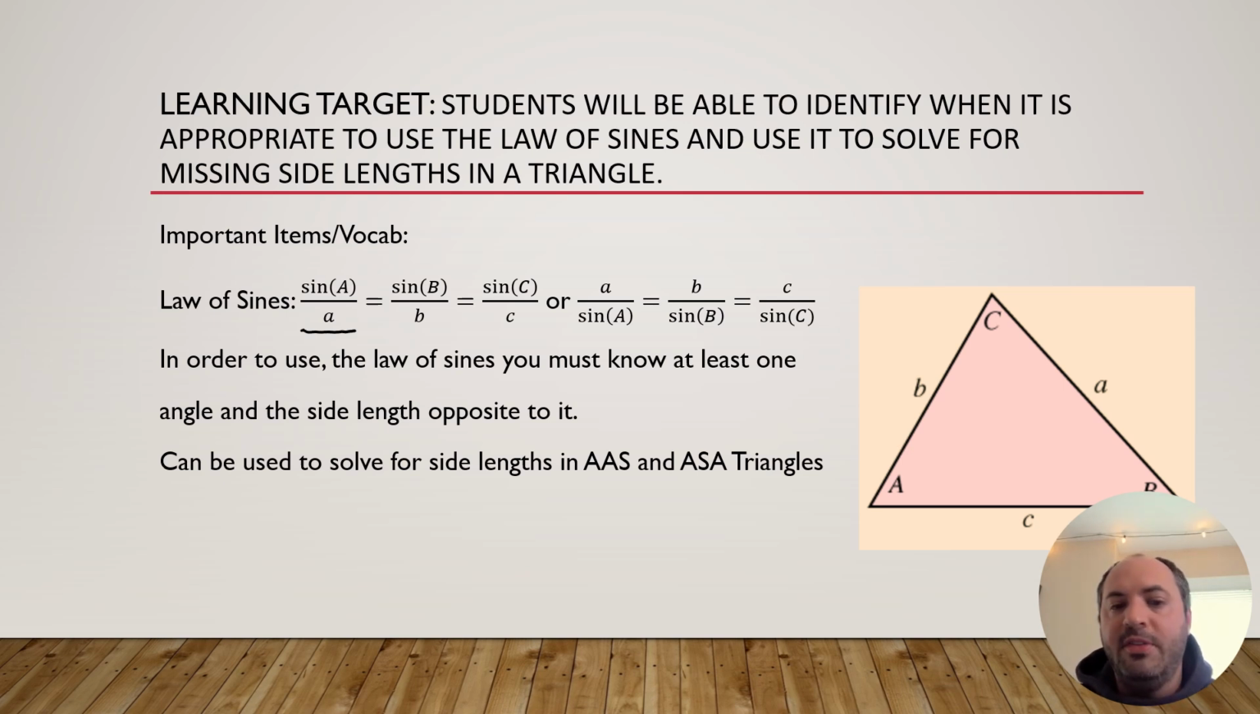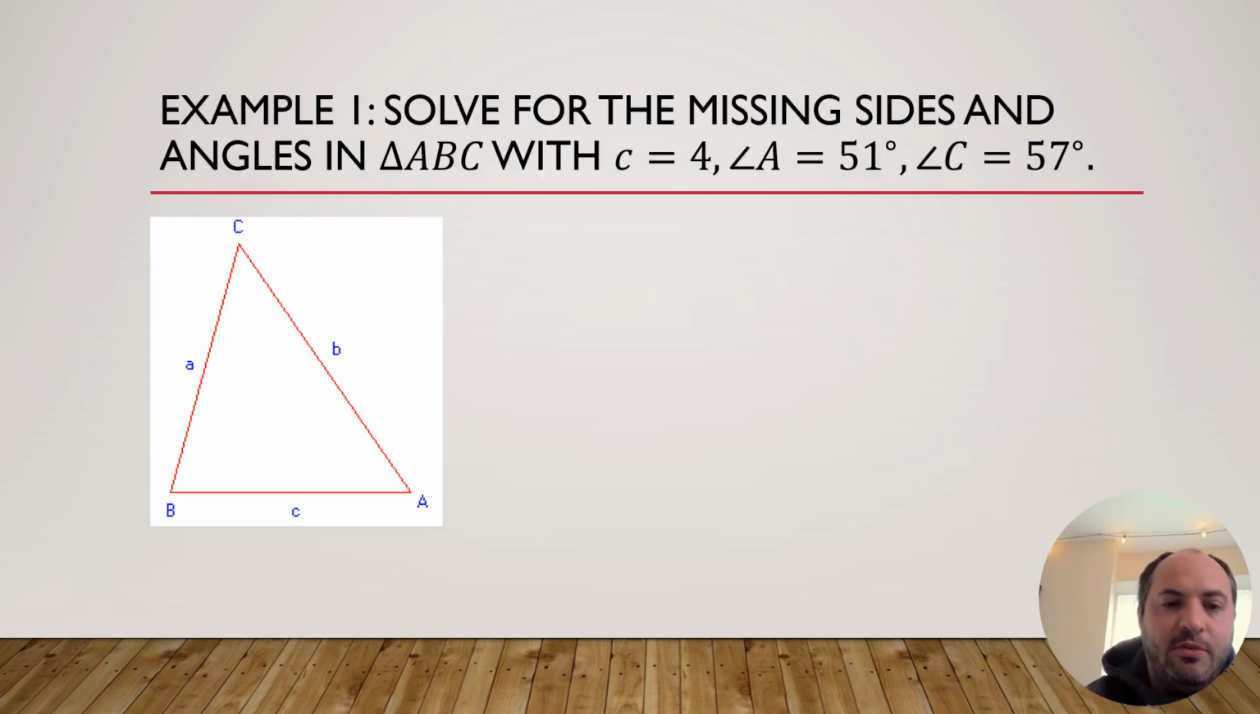So now let's see an example of this in use. Here I have a triangle ABC with side length C equal to 4, so I'm going to put a 4 down here with my C. An angle of A is equal to 51 degrees, so I'm going to write 51 here, and an angle of C is equal to 57 degrees, so I'm going to put that 57 up here.